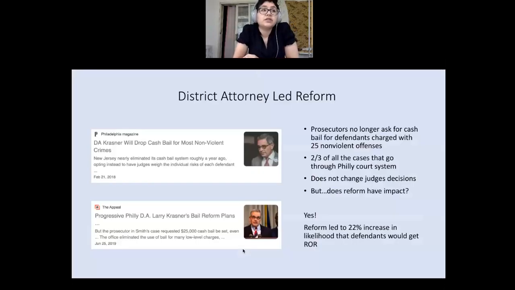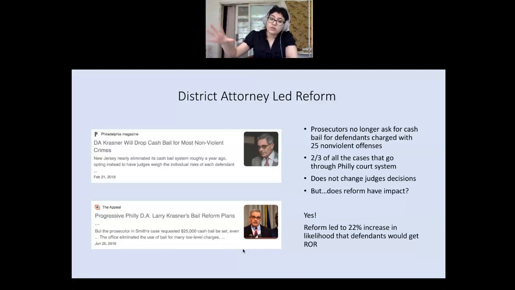And so this particular intervention was evaluating a reform done by a district attorney. So in the bail context, there are a lot of interventions. Like in New Jersey, it was implemented by the Chief Justice and the courts, and then adopted by the legislators.